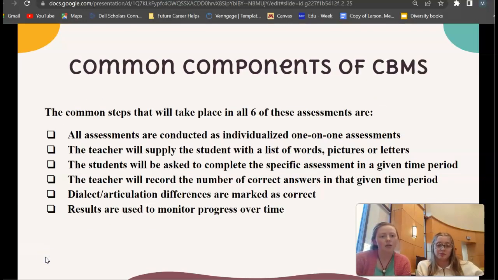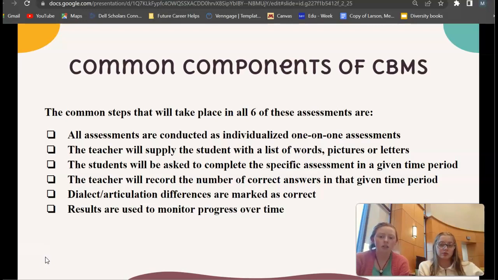A lot of the CBMs have similar components. For example, all of the assessments explained in this presentation are going to be conducted individualized, which means that it's one teacher to one student. The teacher will also supply students with either words, pictures, or letters depending on the CBM being used. The student will be asked to complete the specific assessment in a given time period for most of the CBMs. The teacher will record the correct answers in that given time period, and results are used to monitor progress over time.